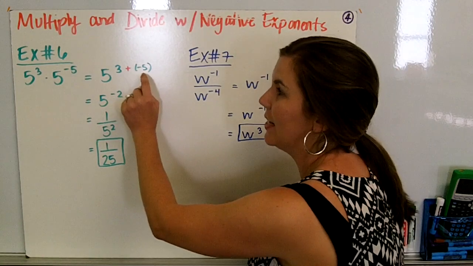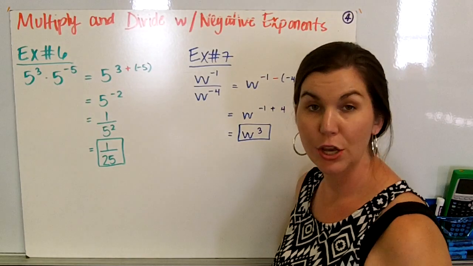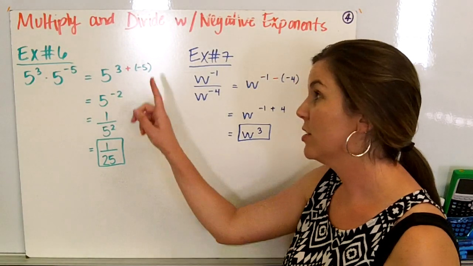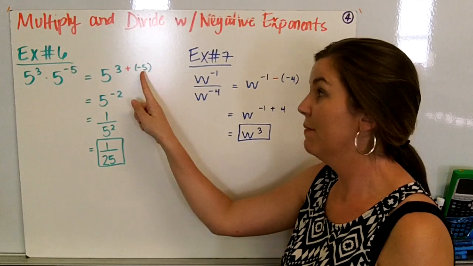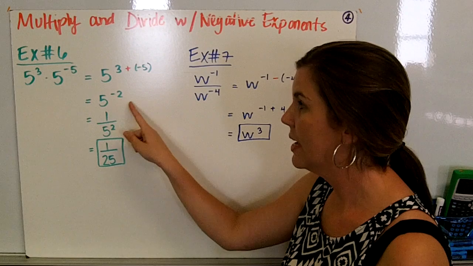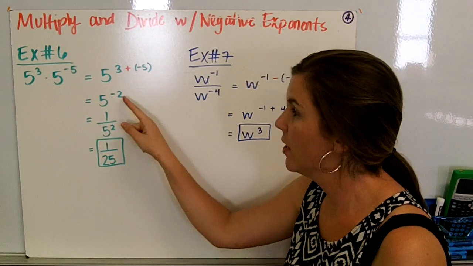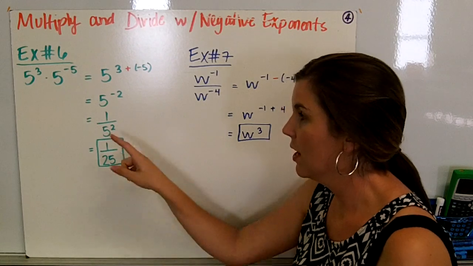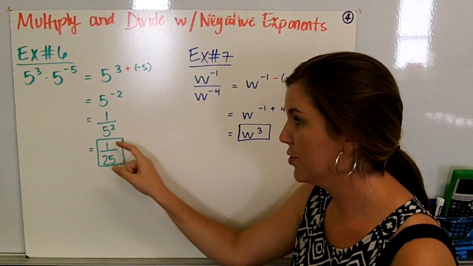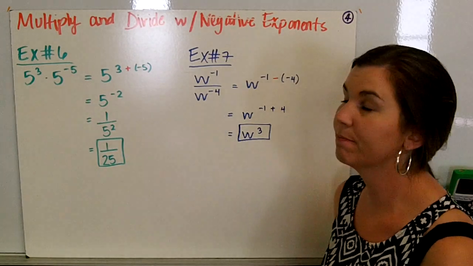Remember, adding a negative is the same thing as subtracting. When the signs are opposite, you subtract. And you keep the sign of the larger number. So 5 is bigger than 3. 5 was negative, so this will be a negative 2. Now, to change it to a positive exponent, you'll move it to the denominator and make it positive. 5 squared, that's 5 times 5, which is 25. Don't forget your 1 placeholder, 1 over 25, or 1/25.